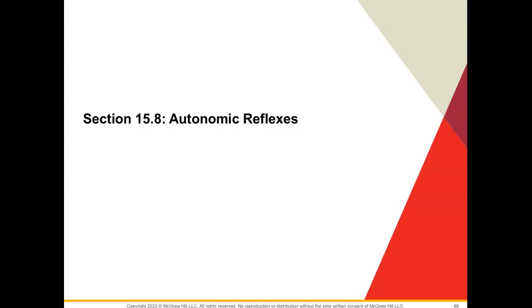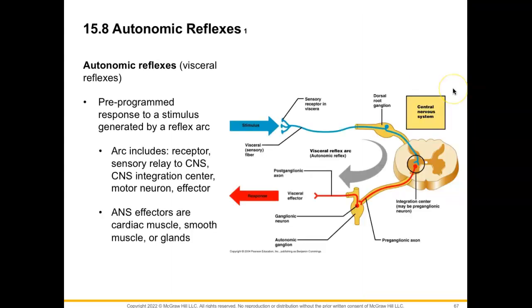Welcome to your last video for our Chapter 15 video lecture series, where we're going to talk about Section 15.8 on autonomic reflexes. We'll see that our autonomic reflexes are also known as our visceral reflexes and are pre-programmed responses to a stimulus that is generated by a reflex arc. And this is similar to the reflex arc that we talked about in our peripheral nervous system lecture.